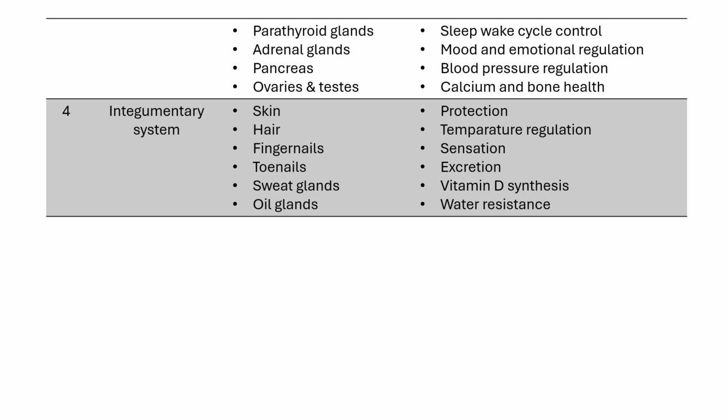Next is sensation. When we touch any hot vessel, we will immediately withdraw our hand because the nerve receptors present in our fingertips will make us feel that pain, heat, pressure, cold, touch, these and all. This process is sensation. Next is excretion. Our skin, in the form of sweat, removes small amounts of waste products like salts and urea. Next is vitamin D synthesis.